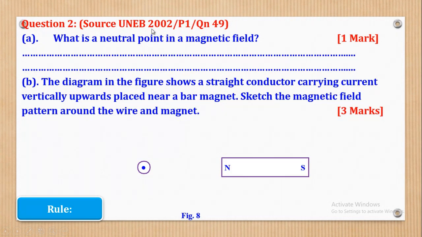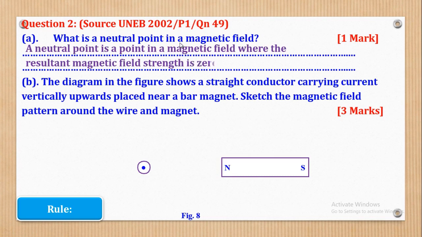Question 2 came from UNEB 2002 paper 1 question 49, and part A says, what is a neutral point in a magnetic field? So we shall come and say that a neutral point is a point in a magnetic field where the resultant magnetic field strength is 0, and when you write that you get yourself 1 mark.